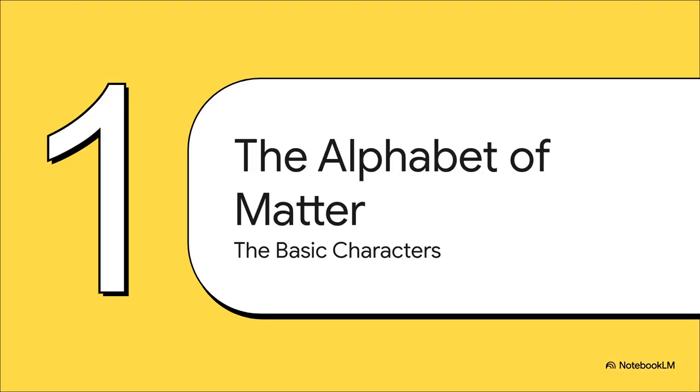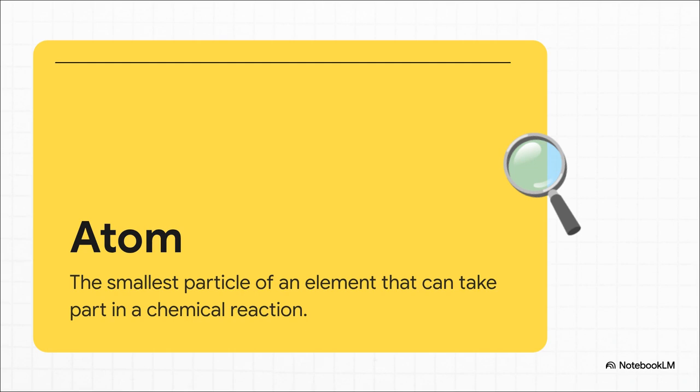First up, the alphabet. In the language of chemistry, the basic characters aren't A, B, and C. Nope, they are the fundamental particles that make up everything around us. We're talking about atoms, molecules, and ions. So our most basic letter, our A or B in this chemical alphabet, is the atom. It's the tiniest possible piece of an element, like a single atom of gold or a single atom of oxygen that still has all the properties of that element. It's the fundamental starting point.